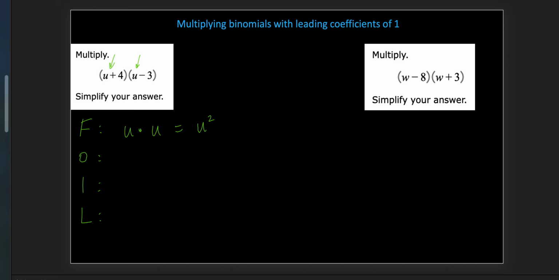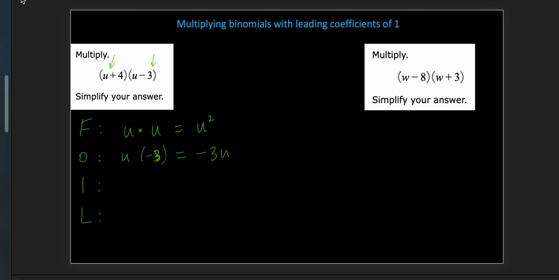Now the O means outer. Outer is this u and this negative 3. So we're multiplying the u and the negative 3. And we always multiply these things. The letters tell you where to go in the parentheses. So u times negative 3 really is negative 3u. And I'll show you what to do with these in the next step.